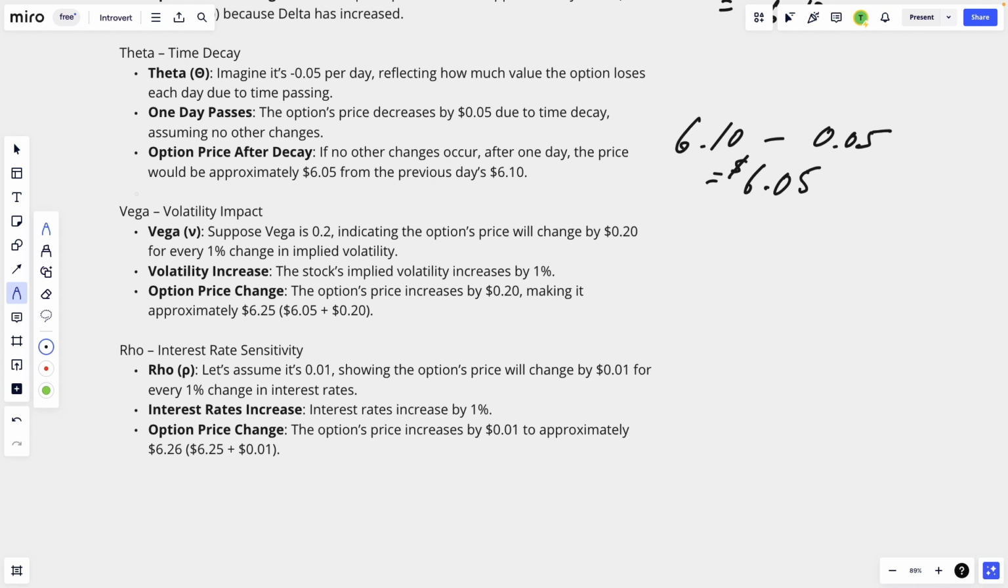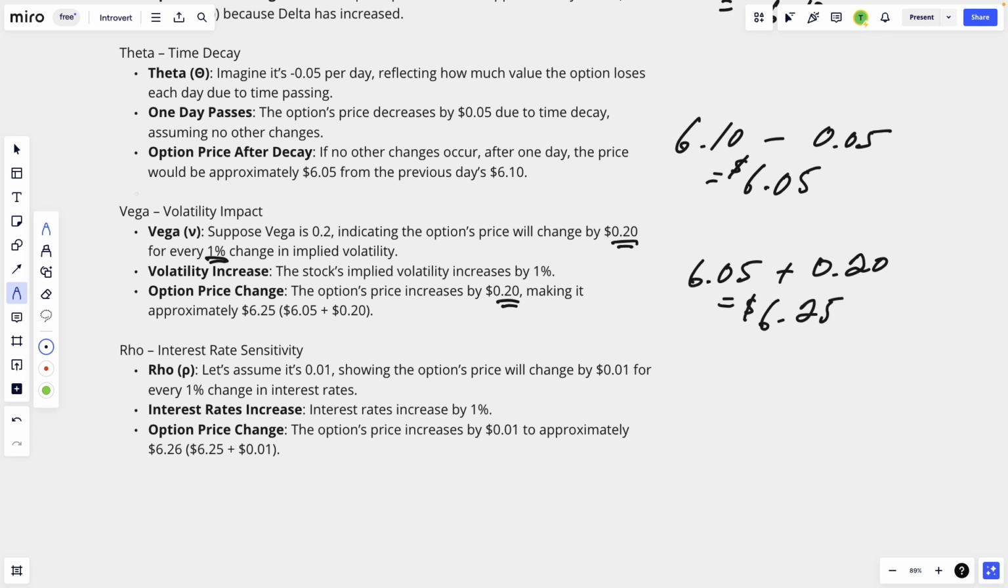Now, Vega, this is the volatility impact. Let's suppose Vega for this option is 0.2. What this indicates is that the option's price is going to change by 20 cents for every 1% change in the implied volatility. So let's pretend that the stock's implied volatility increases by 1%. So here we're going to have our option price of $6.05, and we're going to add 20 cents of Vega, and our new option price is going to be $6.25.